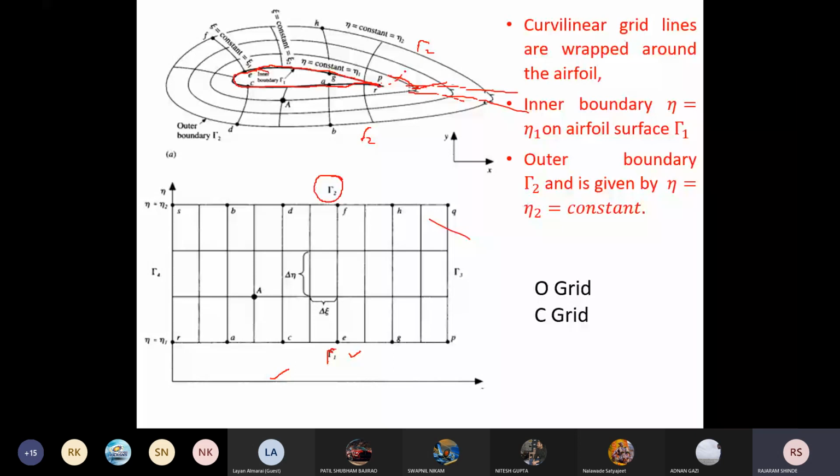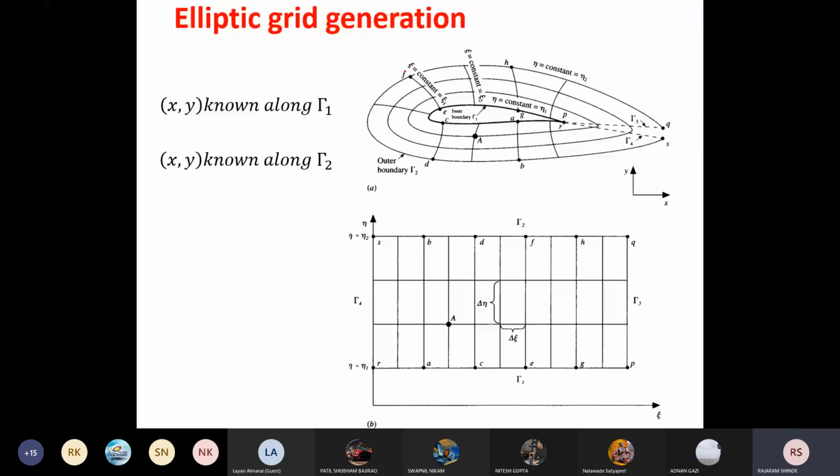Now, for the same problem, how we can get this elliptic grid generation, I will tell you. For that purpose, consider again the same figure. Here you will get the C type grid generation. It is opening here, and because of that opening we are not getting the O type grid. We will get the C type grid.